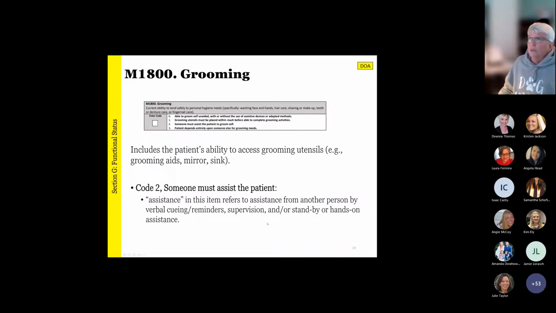We know what the grooming is. And remember, assistance is assistance from another person in this item, which could be verbal cueing. Doesn't mean I have to have my hands on you and hand you your toothbrush or whatever this case may be. It could just be me standing there in the doorway going, no, no, no, no, toothpaste on the toothbrush, then you brush your teeth, pop, right? So verbal cueing reminders counts, but that is assistance.